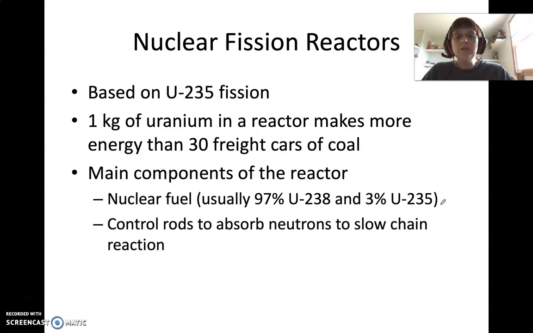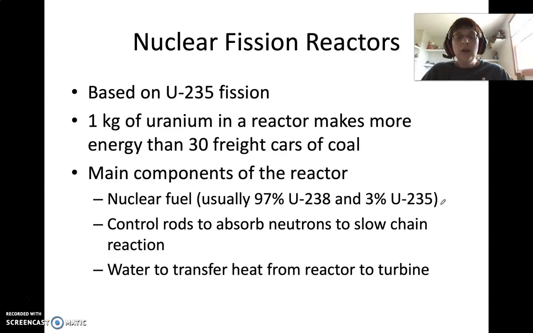We're going to actually have control rods to absorb neutrons to slow the reaction when we need to, because we don't want it to get out of control and turn into a bomb. And we're going to use water to transfer heat from the reactor to the turbine. And so in our next lecture, I'm going to walk you through a nuclear fission reactor and see how it works. And we'll also take a look at some of the alternatives of using nuclear fission reactors, because uranium-235 isn't our only option.